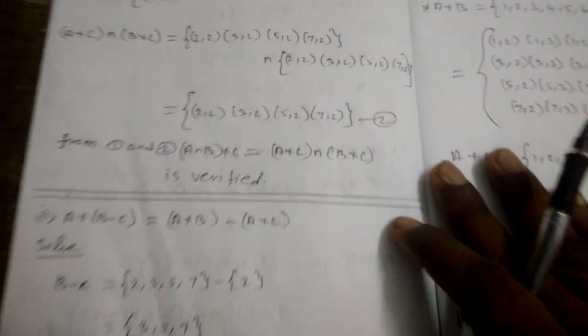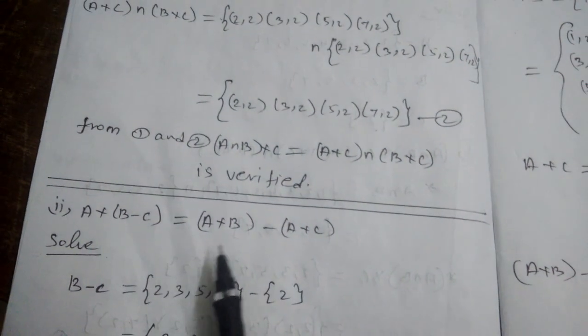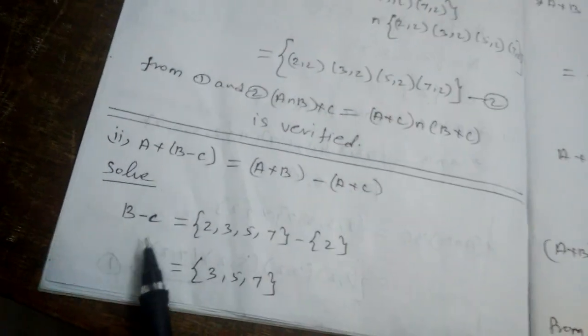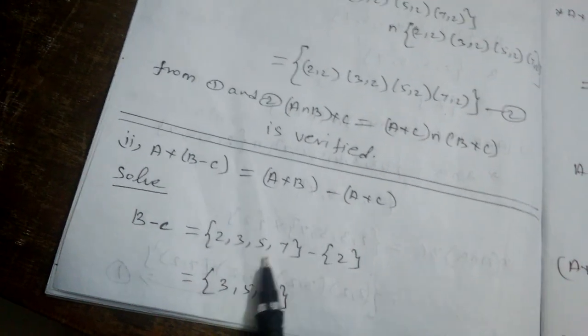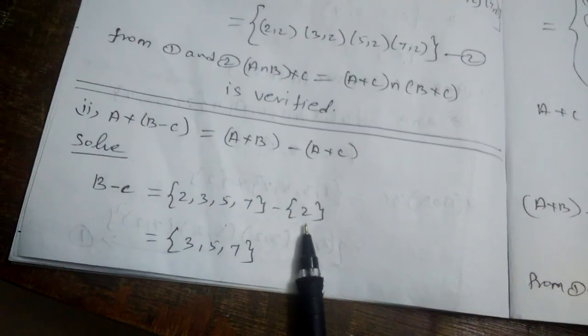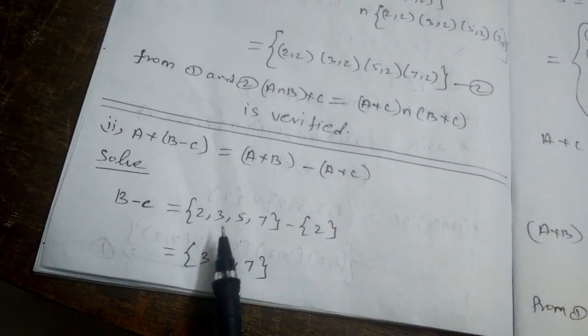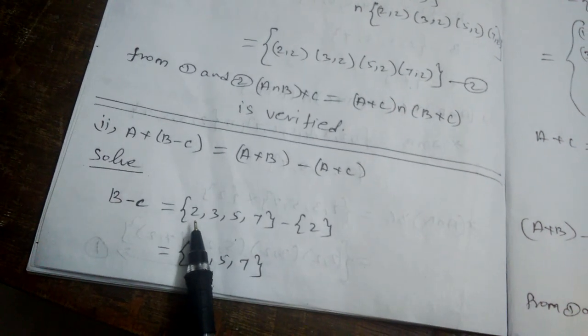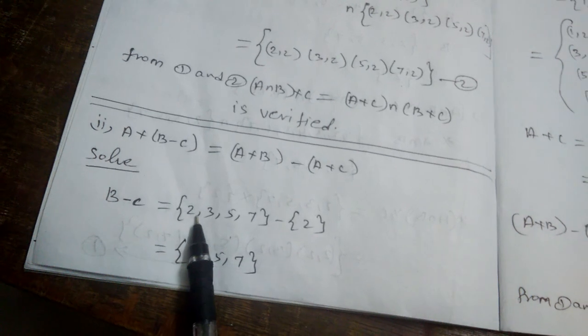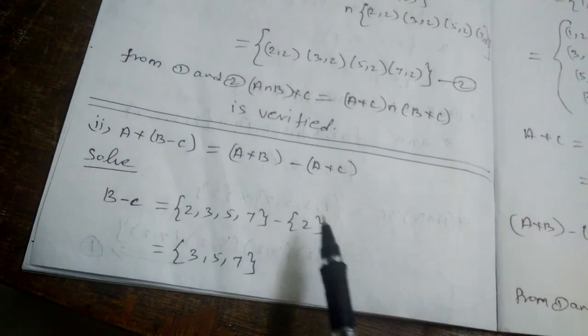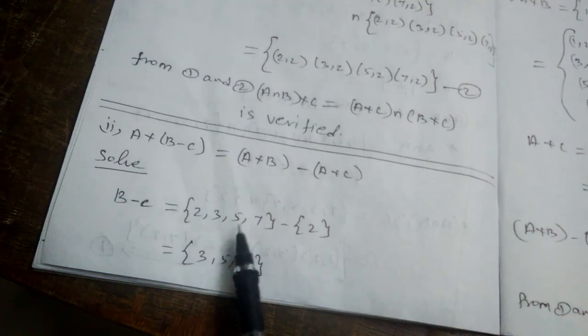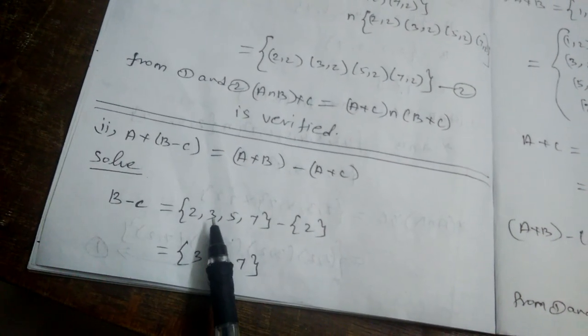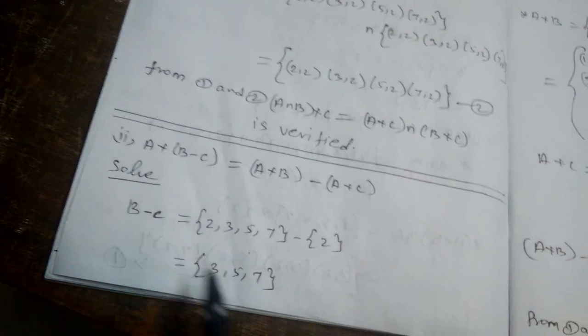And the second sum: A cross (B minus C) is equal to (A cross B) minus (A cross C). First we find B minus C. B is {2, 3, 5, 7} minus C, which is {2}. Minus means remove from the first set the elements that are in the second set. 2 is the common element, so we remove it from the first set. The remaining elements are 3, 5, 7. That is B minus C.